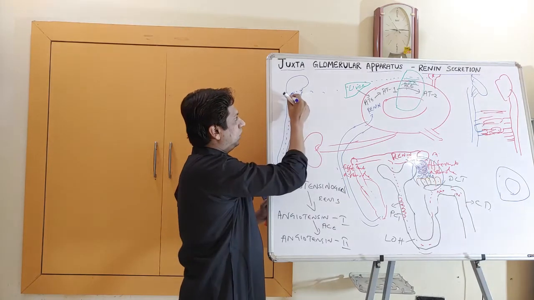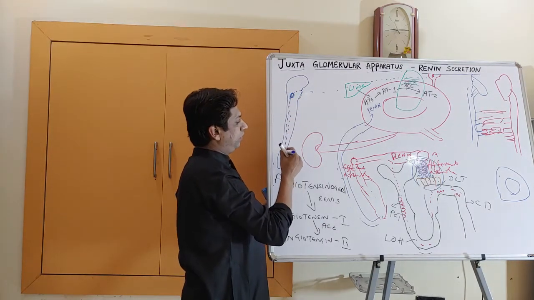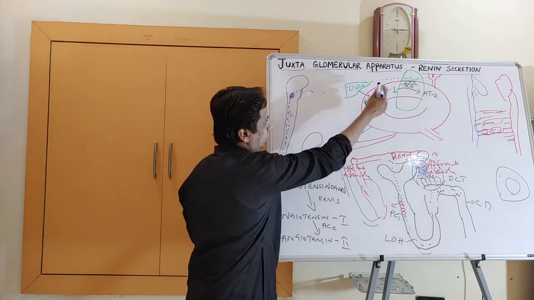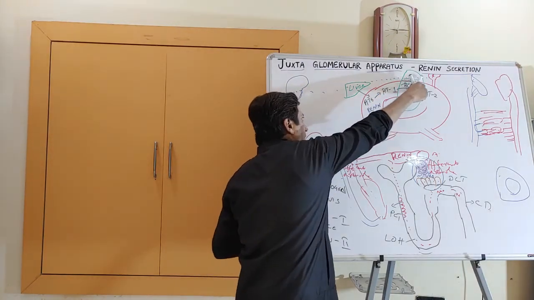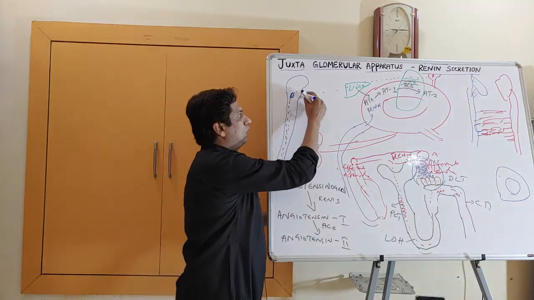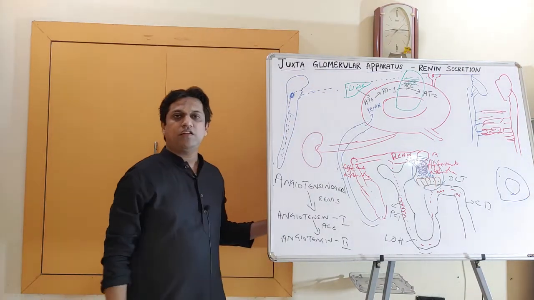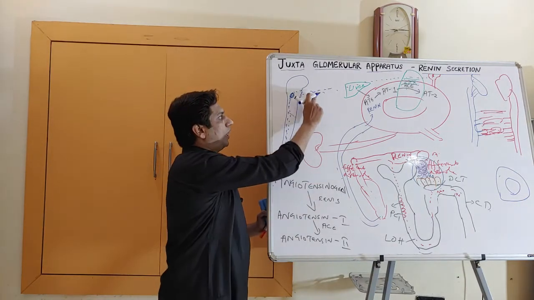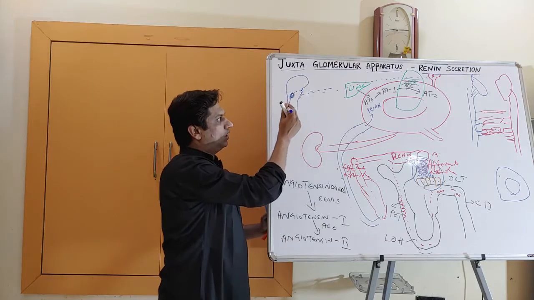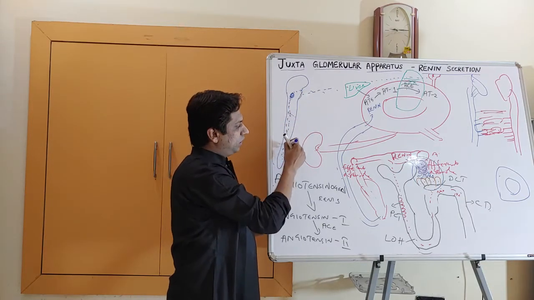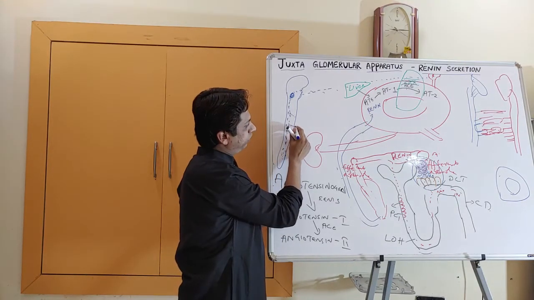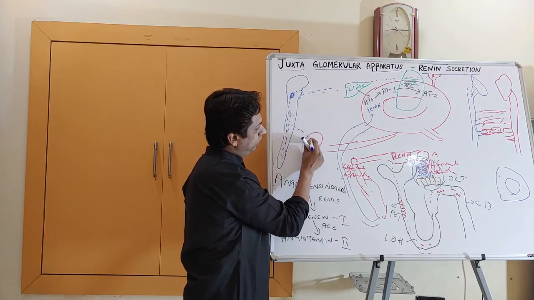When it sends the signal, the sympathetic nervous system gets activated. How does it send the signal? If you remember, the signal from the baroreceptors is sent through the 9th cranial nerve, the glossopharyngeal nerve. From this 9th cranial nerve the signal is received and the sympathetic nervous system is activated, and through its nerves it also reaches the kidney.